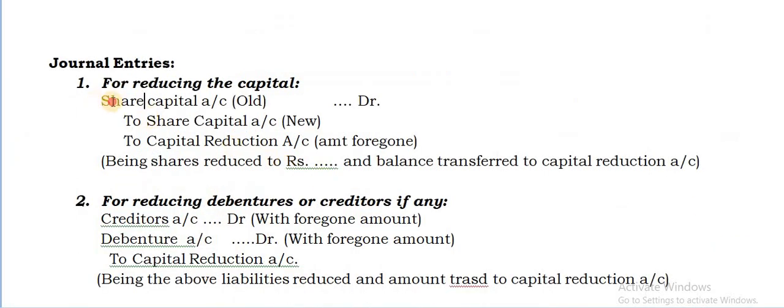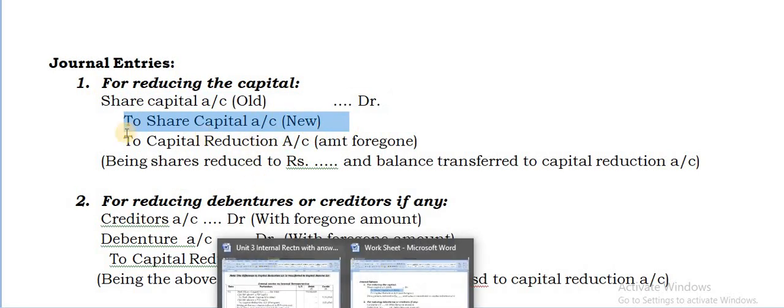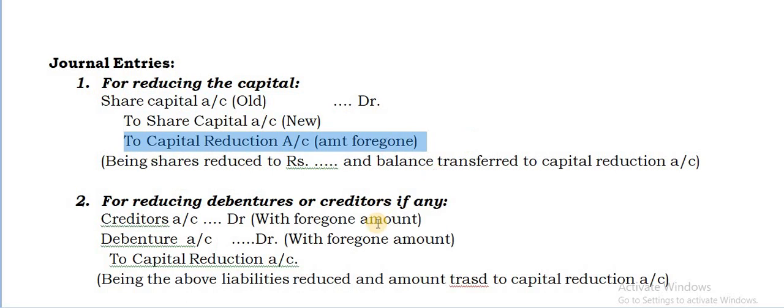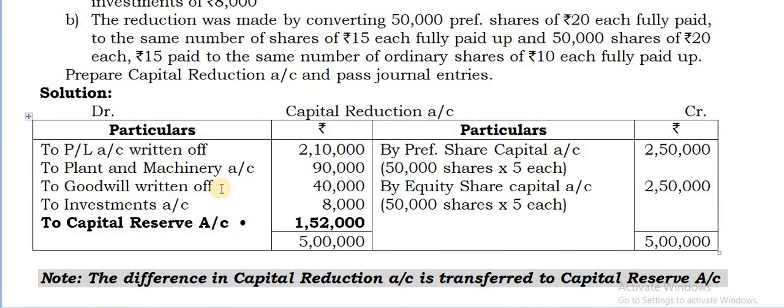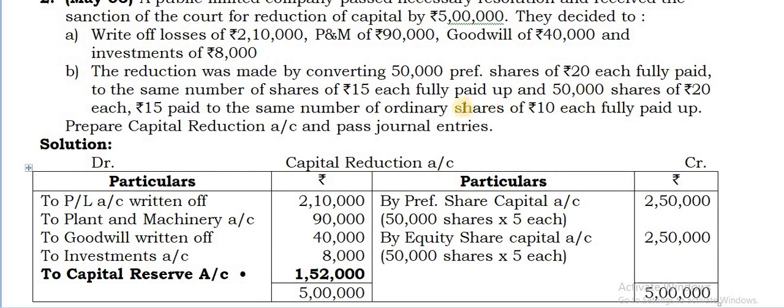You can notice share capital account debit, old, give a credit to share capital account, that is the new. Here they say preference shares. The balance is being transferred to capital reduction account. So the same entry: old preference share capital account debit, give a credit to new preference share capital account, again to capital reduction account.